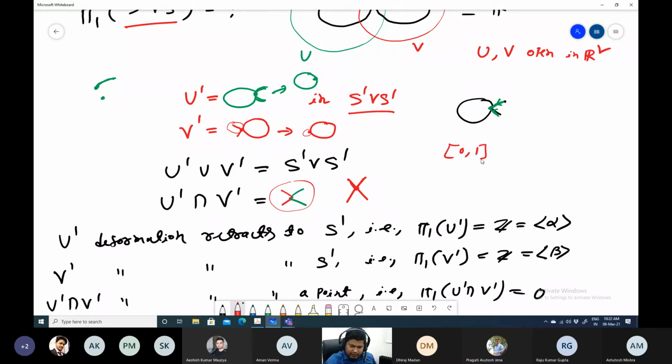How to prove that [0,1] deformation retracts to the singleton 0? You can just take f of x comma t equal to tx. This is your X, this is your A, and this is your map X cross I to X. Or you can take (1 minus t) times x, so that at 0 it is the identity, and at 1 it is just the point 0.